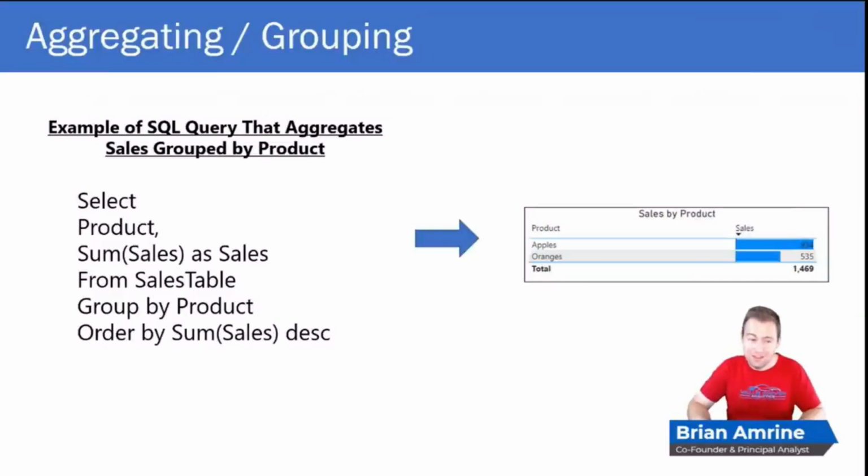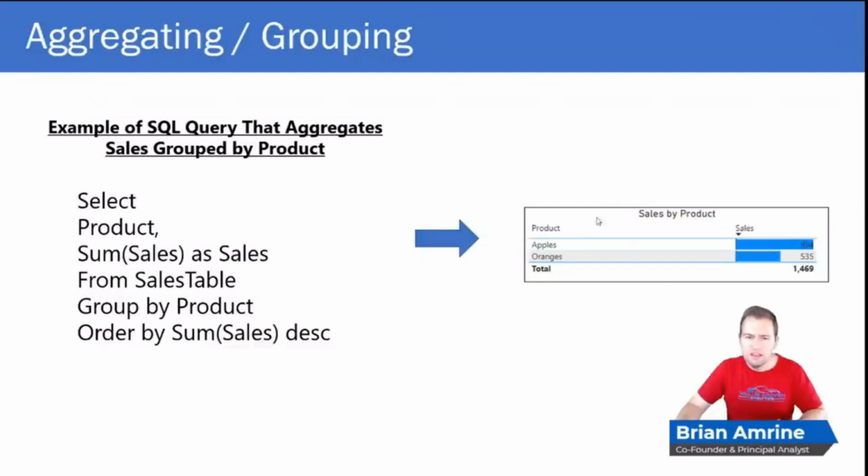Now let's talk about aggregating and grouping, and I don't think there's a better tool to do that than SQL. Here's an example of a SQL query that aggregates sales by product. You can see we're using an aggregation function in SQL. This is sum. You can also use things like count and min and average, but we are summing sales and we're summing them by product. And this is key, we are grouping by product.